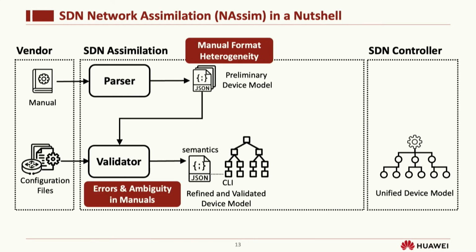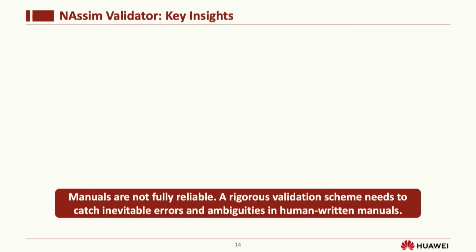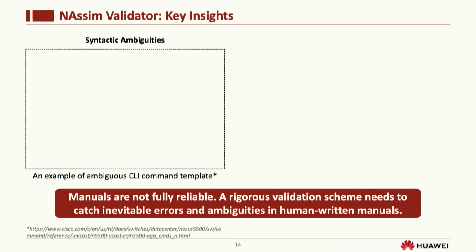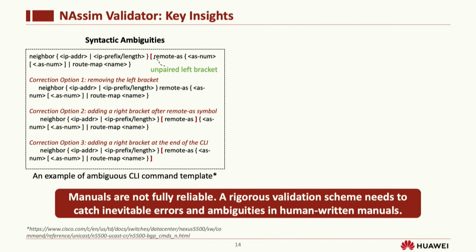And the second component is the validator. The key insight here is that menus are not fully reliable. We identified two main types of errors and ambiguities. The first type is syntactic ambiguities. For example, here is a CLI command from vendor menus. It has an unpaired left bracket before the remote-S symbol. And there are multiple potential valid fixing options, and choosing among them requires judgment from the experts.